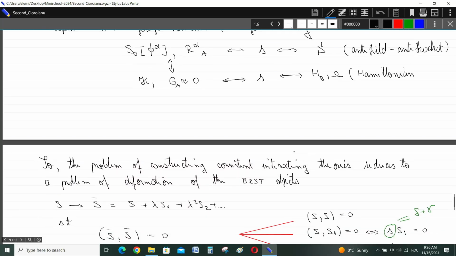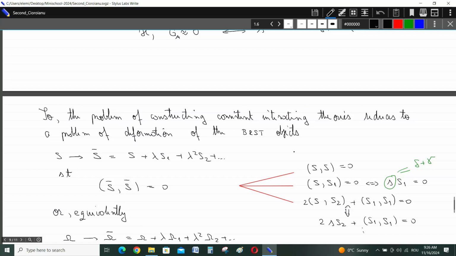The problem of constructing consistent interactions can be reformulated as a deformation problem of the solution to the classical master equation, namely the solution to the classical master equation associated with the free theory can be deformed into this solution S bar associated with the interacting theory, such that S bar satisfies this classical master equation, which is nothing but the nilpotency of the deformed BRST differential.